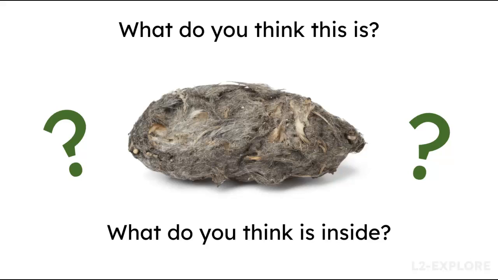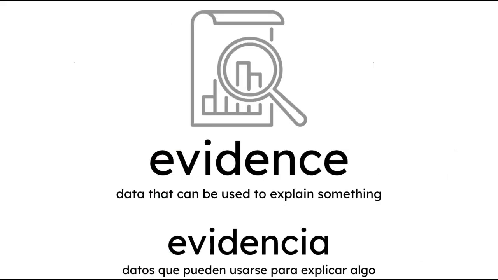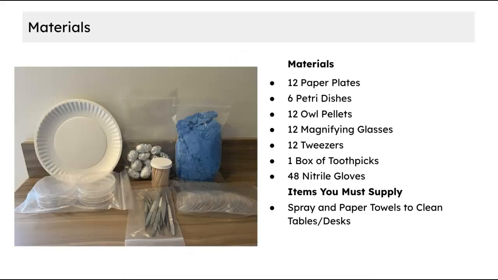For the Explore portion, you'll show the class an owl pellet from the MySci kit and ask them what they think it is and what might be inside. You'll tell students that they're going to look at the owl pellets to find evidence about what and how owls eat. You can post and discuss the evidence vocabulary card. Be sure to see the tutorial slides for setup and procedure instructions for this investigation.